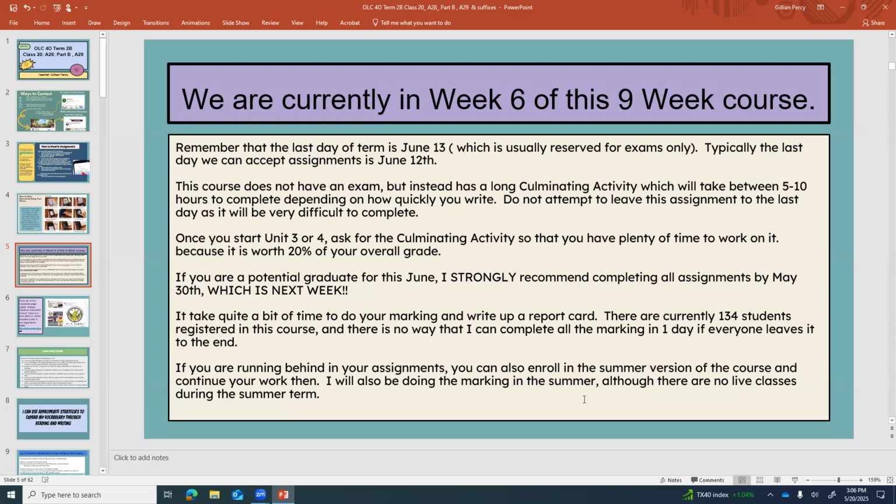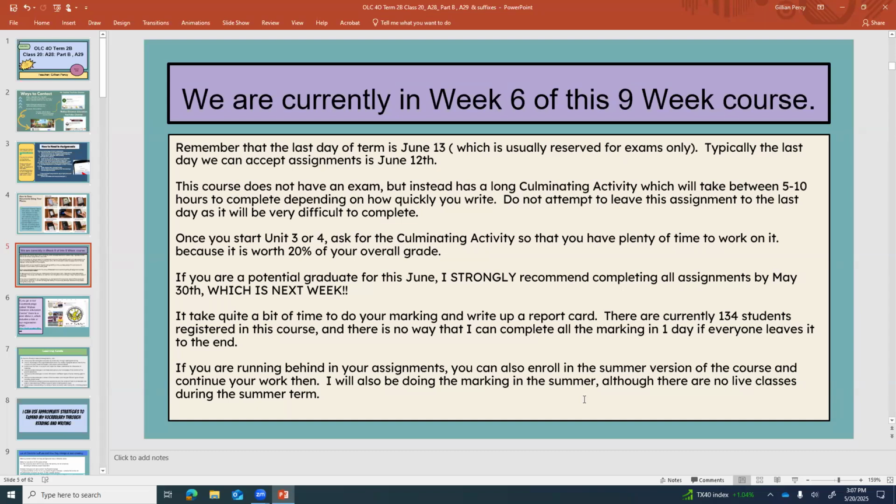It will take between 5 to 10 hours to complete. Now, I'm being generous there with 10 hours. It depends a little bit on how quickly you write. Some people like loads and loads of time to think about it and will do 5 different drafts. Other people will do something very quick. It really depends on how you write. But please don't try to leave this assignment until June 12th, especially if you work full time, it will be too hard to complete.